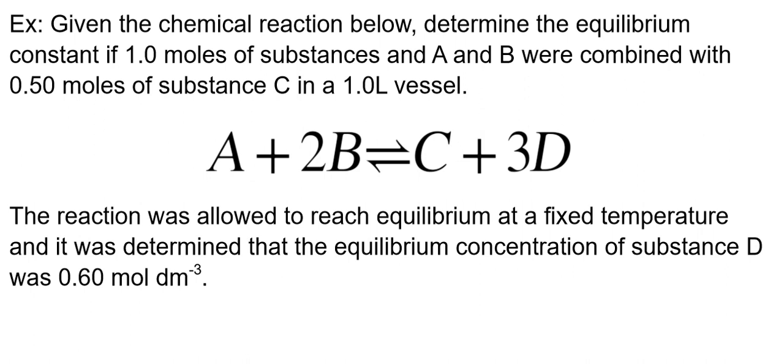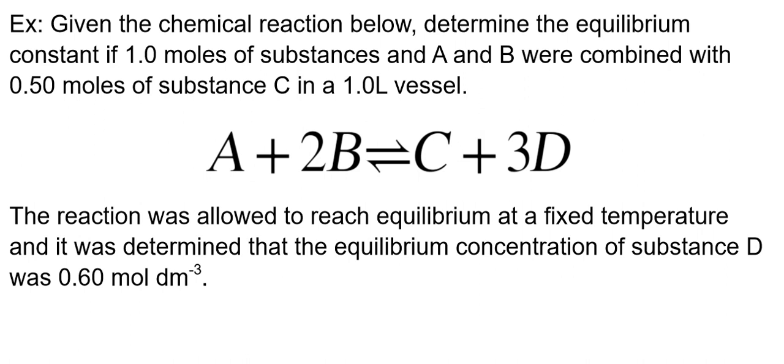And we're asked to determine the equilibrium constant if we know that we had 1 mole of both A and B that were combined with 0.5 moles of substance C in a 1 liter vessel. The 1 liter vessel is key, and I'll clarify more in the coming slide. This reaction was then allowed to reach equilibrium at a fixed temperature, and it was determined that the equilibrium concentration of substance D at equilibrium was 0.60 moles per decimeter cubed.